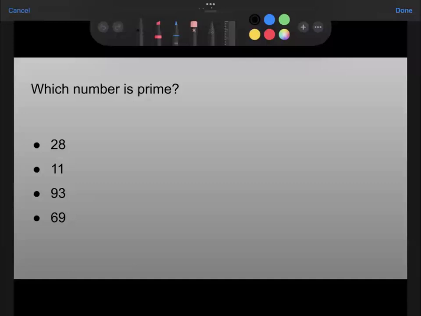Okay, here's our next one. Which number from this list is prime? Now, it doesn't say numbers, it says number, so that gives us the clue that there might be only one, and that's okay, but we're just going to check them all just to make sure.